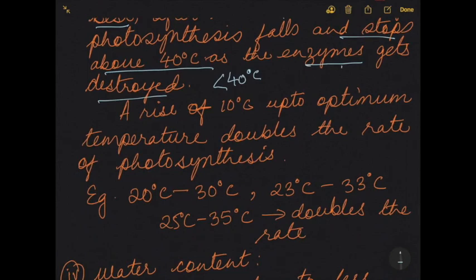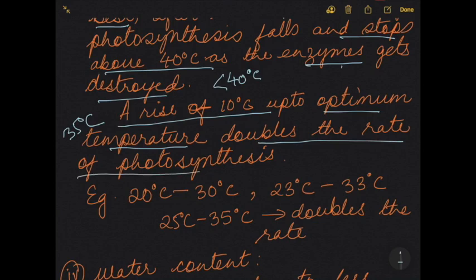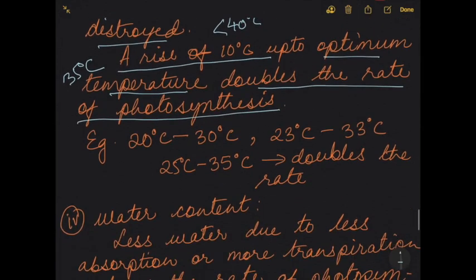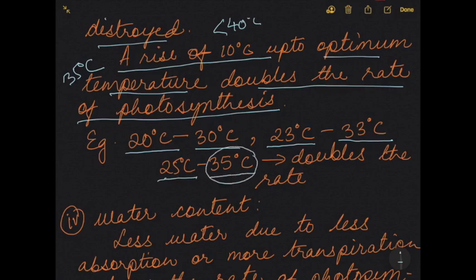Now supposing there is a rise of 10 degrees Celsius up to the optimum temperature, and the optimum temperature is 35 degrees Celsius. What happens? It doubles the rate of photosynthesis. That means if the temperature increases from 20 degrees Celsius to 30 degrees Celsius, or from 23 to 33 degrees Celsius, or from 25 to 35 degrees Celsius. Remember, 35 is the optimum.